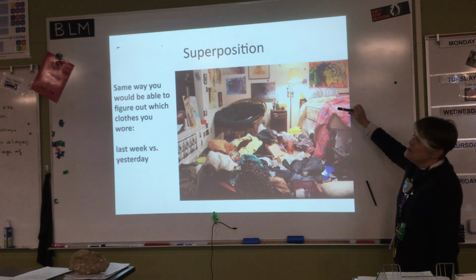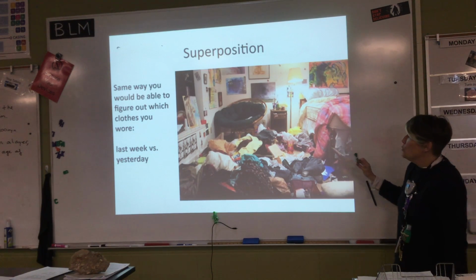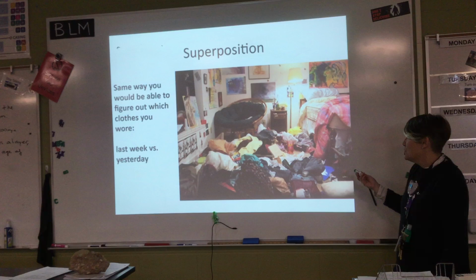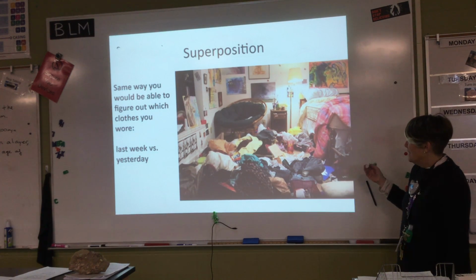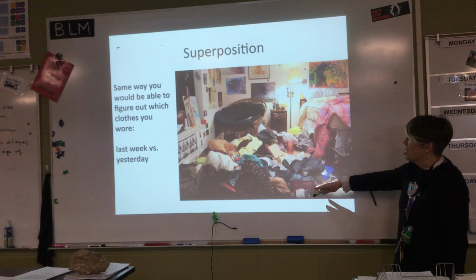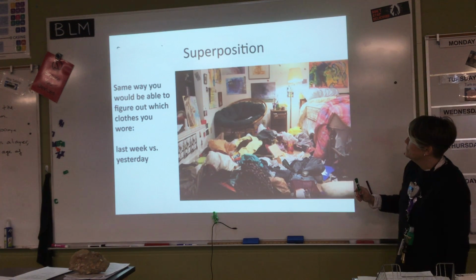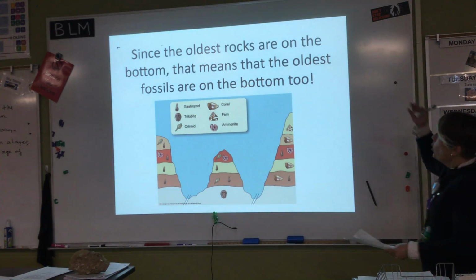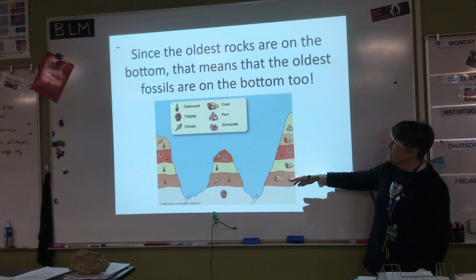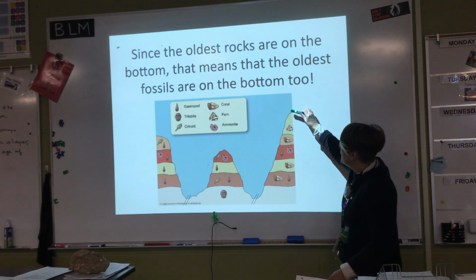But if you think about superposition, if you wanted to figure out which clothes you wore last week versus yesterday, where would we look for the clothes that you might have worn last week? On the bottom. At the bottom. That's superposition. And then the clothes that you wore yesterday would probably be closer up to the top. Gross. All right. And since the oldest rocks are on the bottom, that means that the oldest fossils are on the bottom too. These are what's called an outcropping.